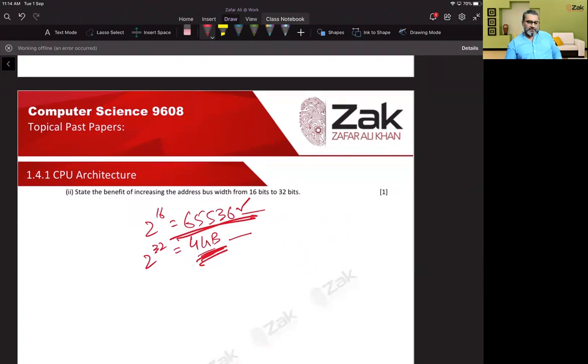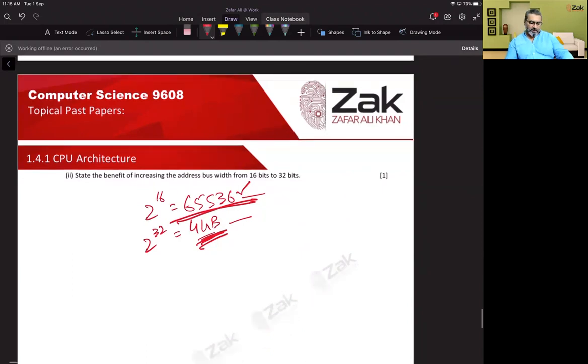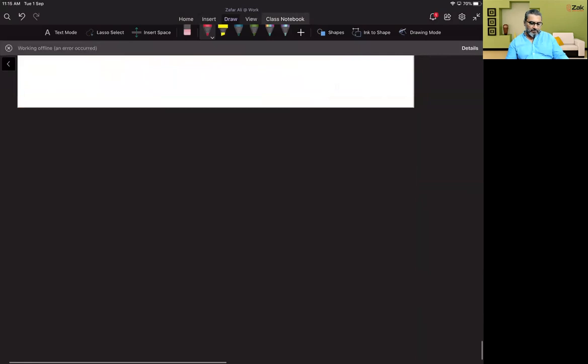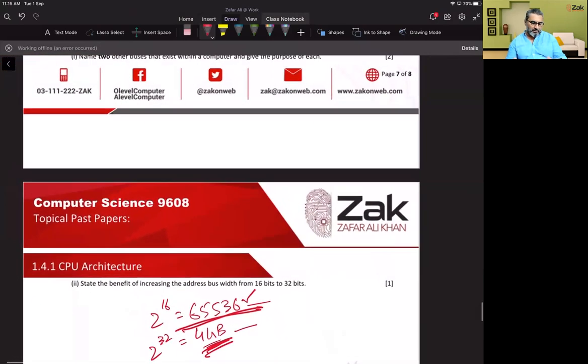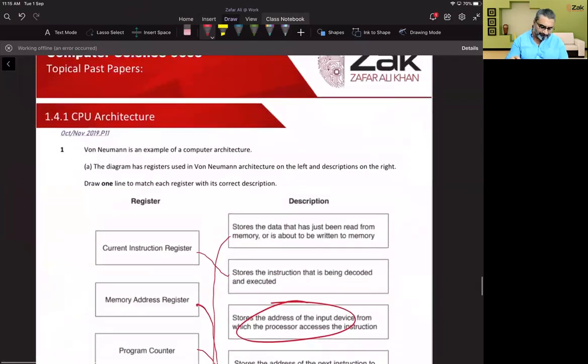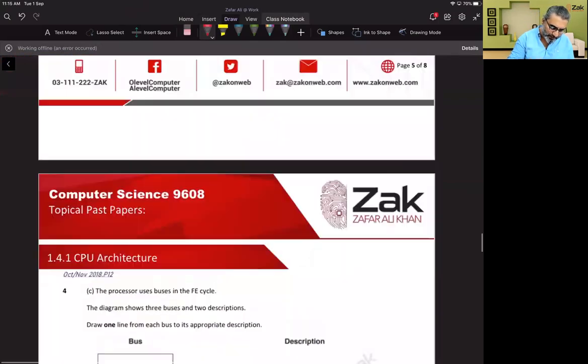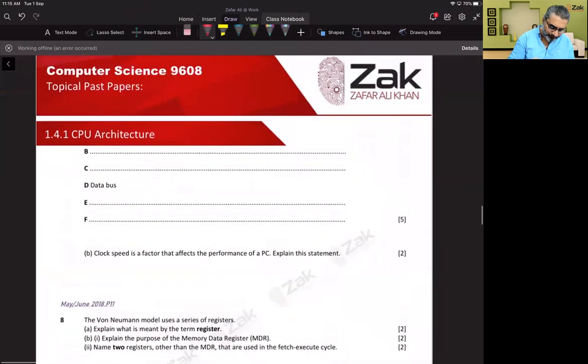If over the data bus we cannot hold more than 16 bits, we won't be able to access any of the memory beyond 65,536. Similar. Okay. Now this is it. This was the part which is CPU architecture. Now let's do 1.4.2.